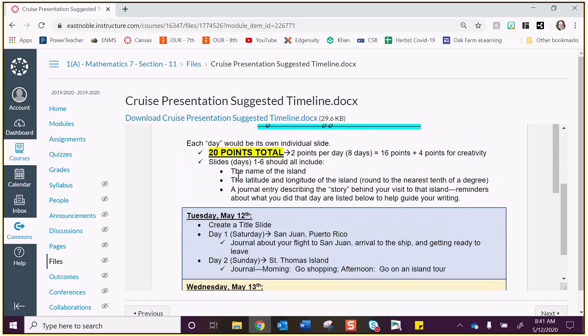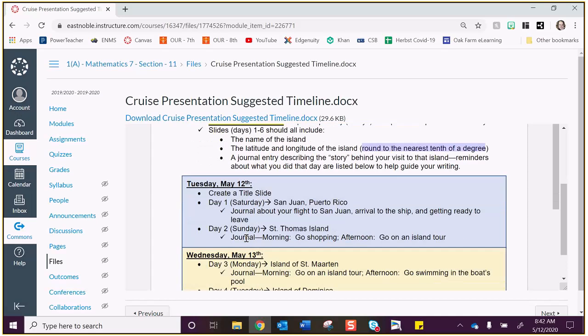Remember, each slide should have pictures, the name of the island, the latitude and longitude. Again, round to the nearest tenth of a degree. And also a little bit of a journal entry. That's a 5 to 7 sentence story about what you're doing. And you might have to go back to your packet and read, okay, what did I do that day? I gotta get some better explanation of that.